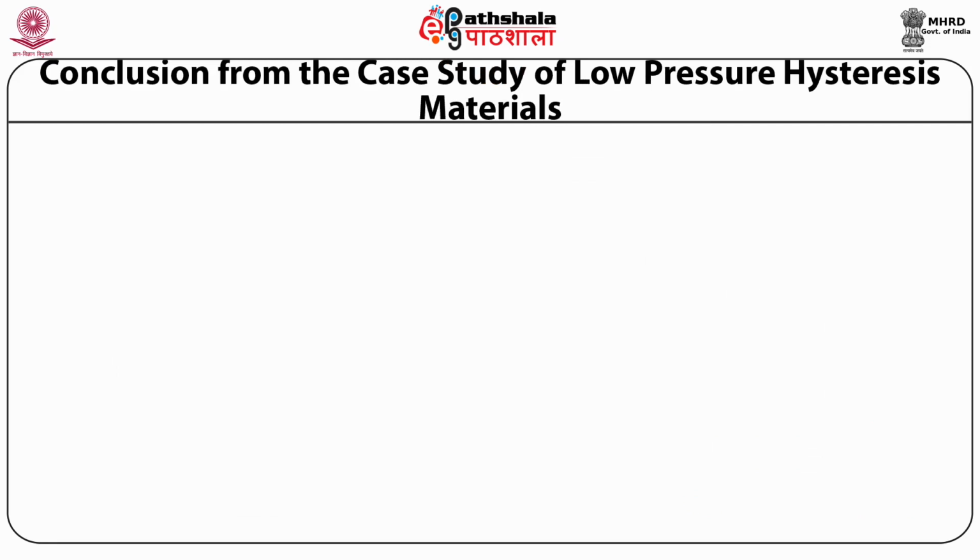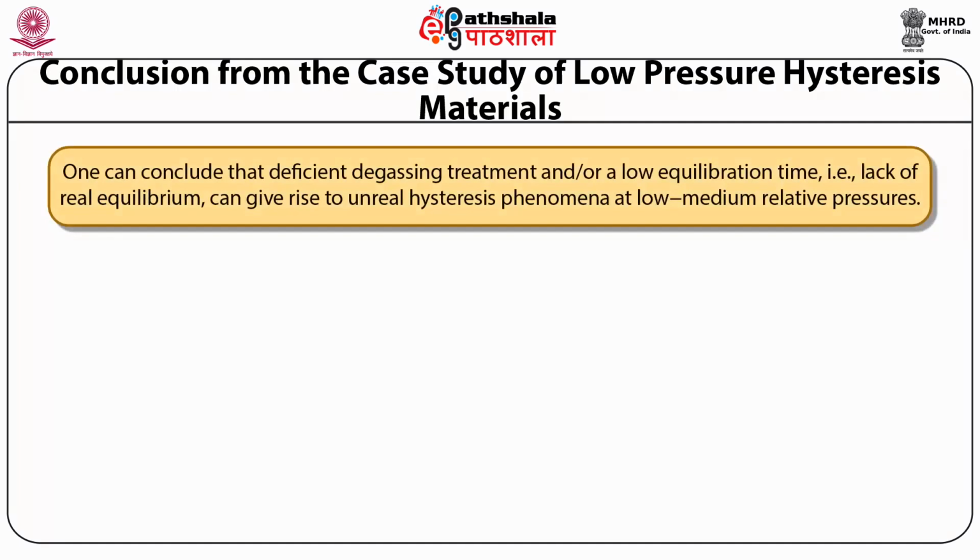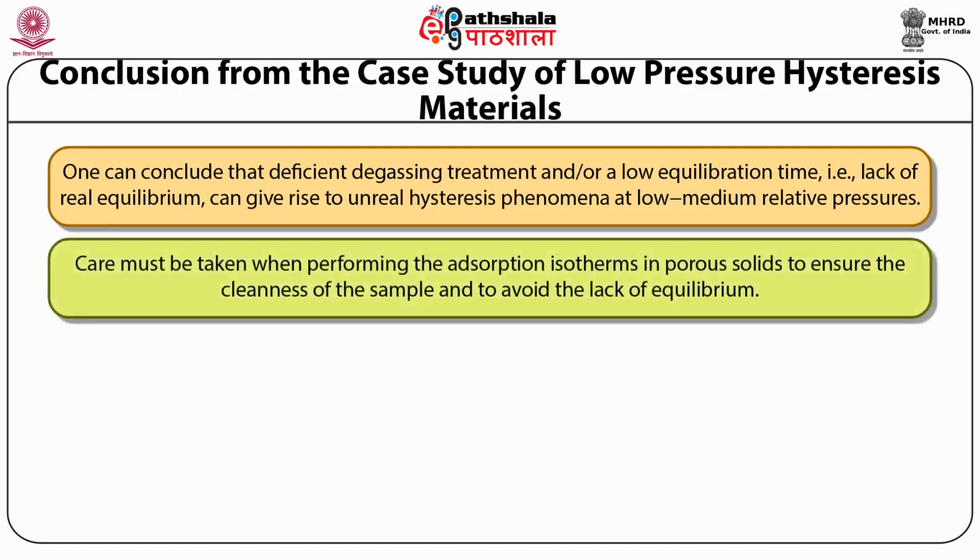Conclusion from the case study of low pressure hysteresis materials. One can conclude that deficient degassing treatment and/or a low equilibrium time, that is lack of real equilibrium, can give rise to unreal hysteresis phenomena at low to medium relative pressures. Care must be taken while performing the adsorption isotherms in porous solids to ensure the cleanness of the sample and to avoid the lack of equilibrium.